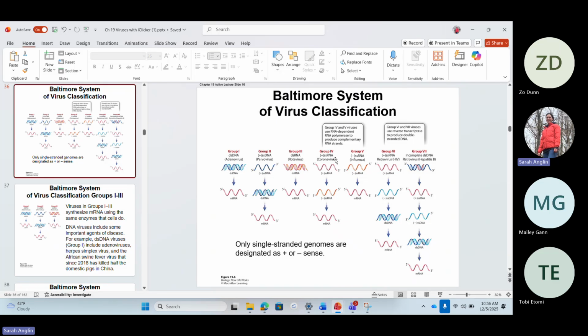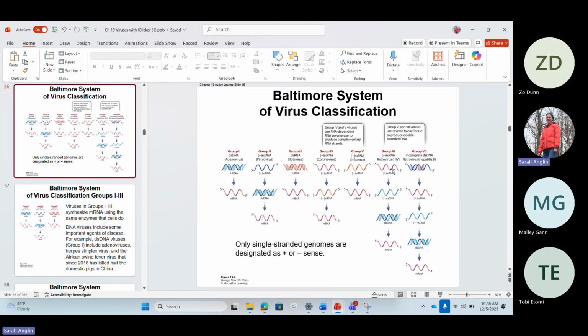So besides having an envelope, we have coronavirus, and COVID is a coronavirus, which is positive sense single-stranded RNA. Okay, so I want you to be able to know the type of genome it has. Flu, influenza, has an envelope and is negative sense single-stranded RNA. HIV, it's a retrovirus. What are retroviruses?